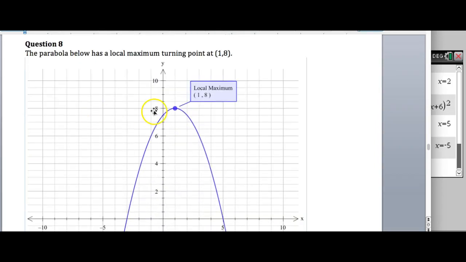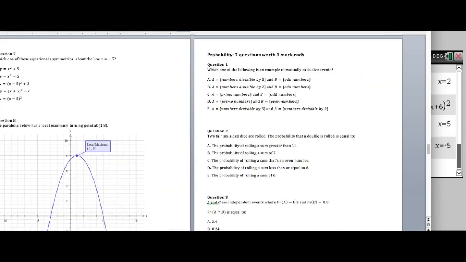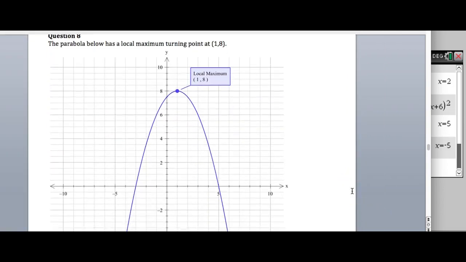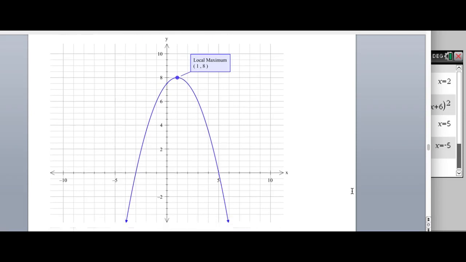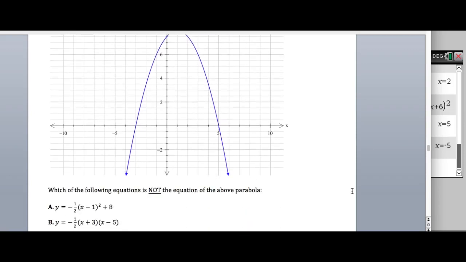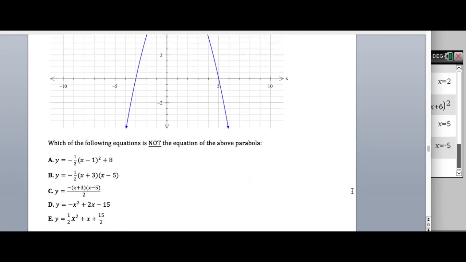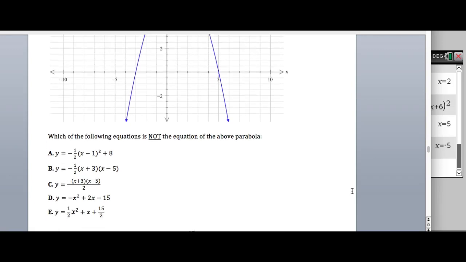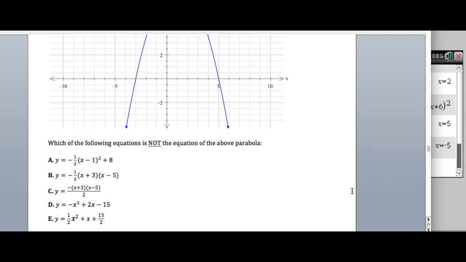All right, question 8. Can't actually see the question, so let's make it a bit smaller. Whoops, not that small. Okay, so we've got a turning point at 1,8. Which of the following equations is not the equation of the parabola above? Okay, so this is a bit annoying. If I was doing this one, I would figure out one of the equations.